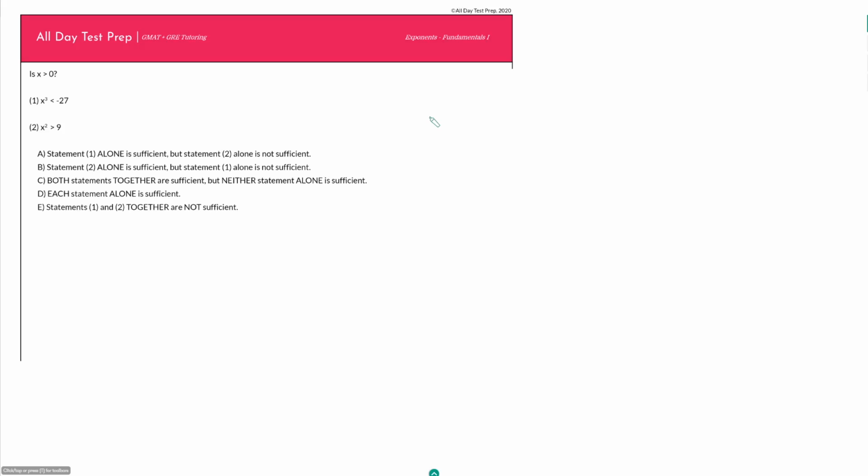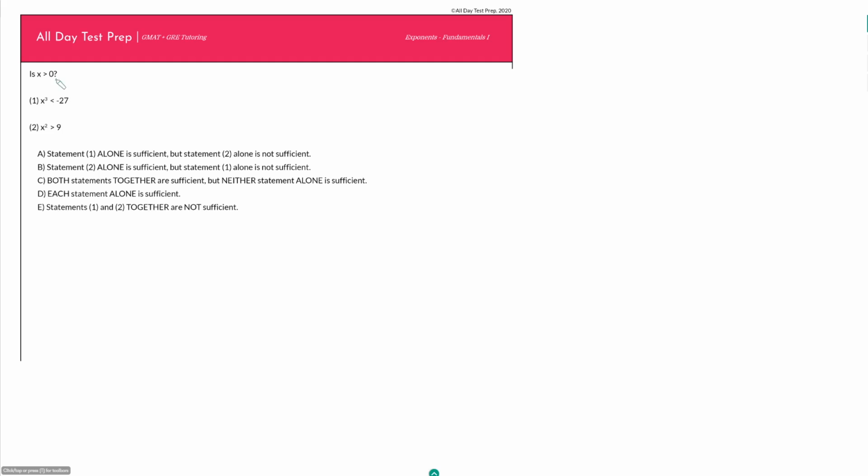Now let's test our knowledge of our exponent rule. These next few questions are really just a litmus test to see if you know the bare minimum that you need to know about exponents for the GMAT. This first question is a data sufficiency question that says, is x greater than 0?